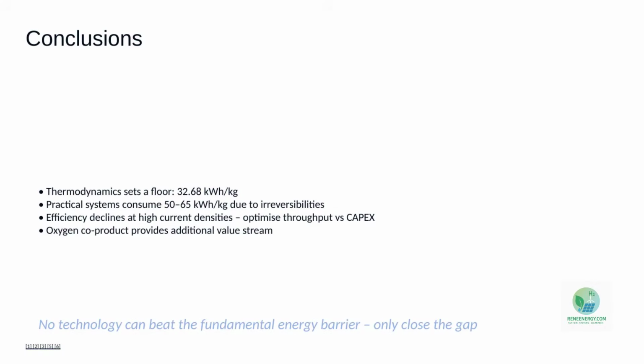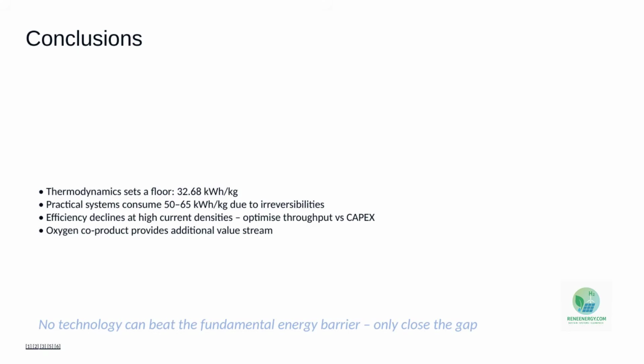In summary, our analysis reveals several critical insights into hydrogen electrolysis. Firstly, thermodynamics establishes an immutable energy floor of 32.68 kilowatt-hours per kilogram of hydrogen, representing the absolute minimum electrical energy required. Secondly, practical electrolysis systems invariably consume more, typically ranging from 50 to 65 kilowatt-hours per kilogram, due to inherent irreversibilities and auxiliary power demands.